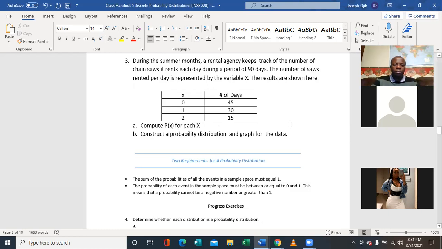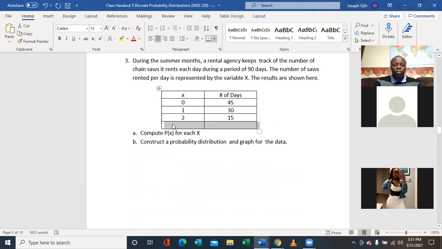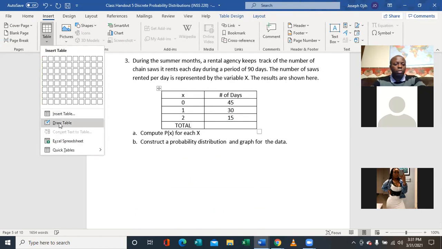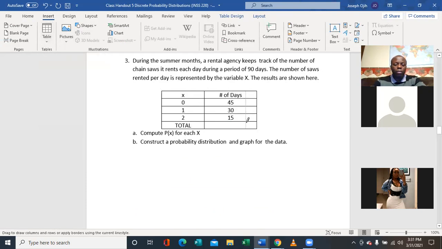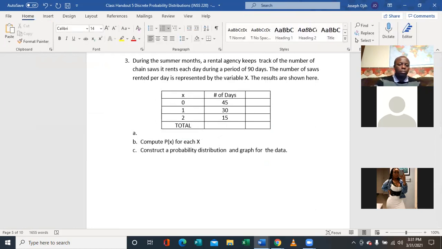So in that case, let us figure this out. First of all, let us add a column here to be able to get the probability. I can add a row and a column. This row will be for the total. Then we're going to add a column there. With this, we can find our total, and then we'll be able to answer these questions.